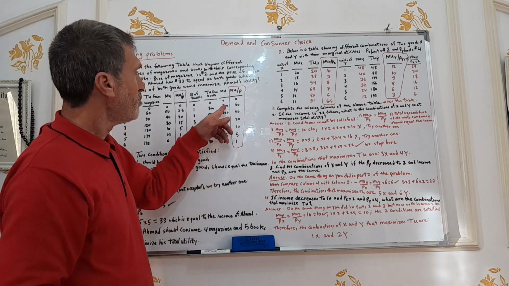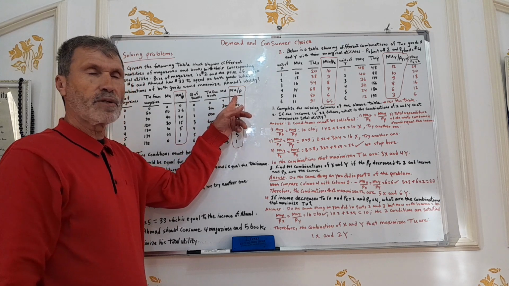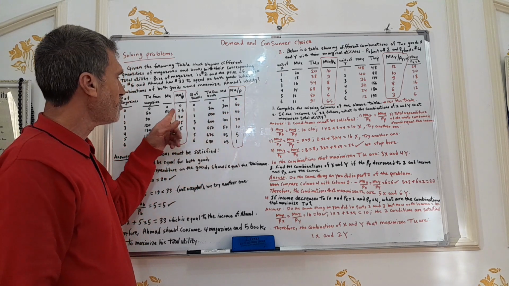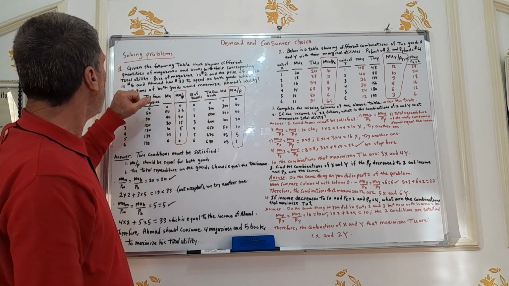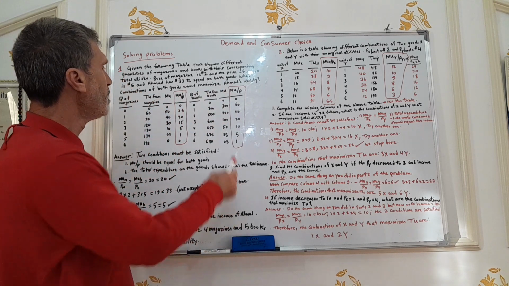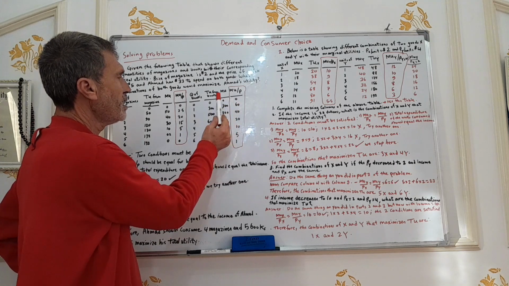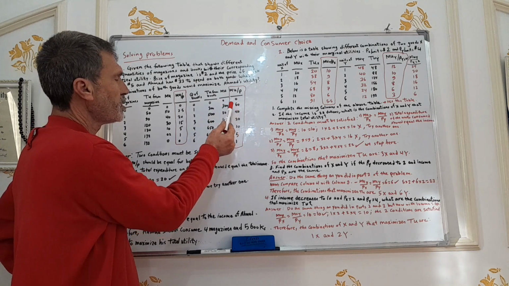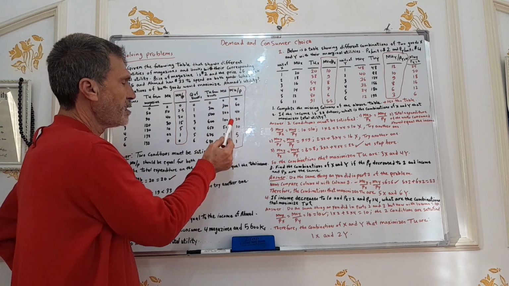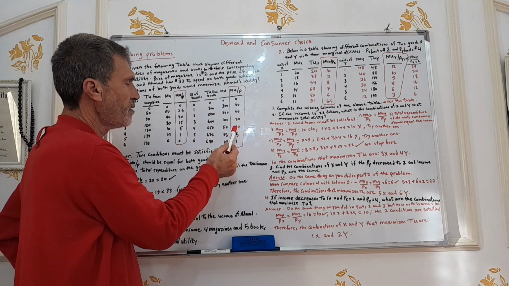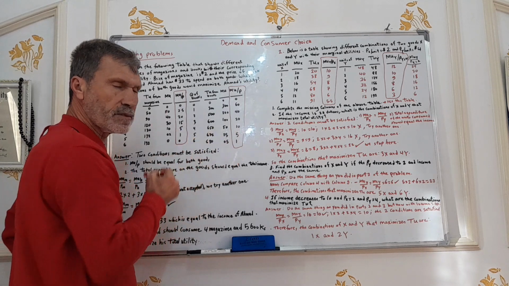Then we need to find the marginal utility per price. We do the same thing as we did here. We divide by the price of books, which is 5. So 300 over 5 is 60. 200 over 5 is 40. 100 over 5 is 20. 50 over 5 is 10. 25 over 5 is 5. And then 5 over 5 is 1.